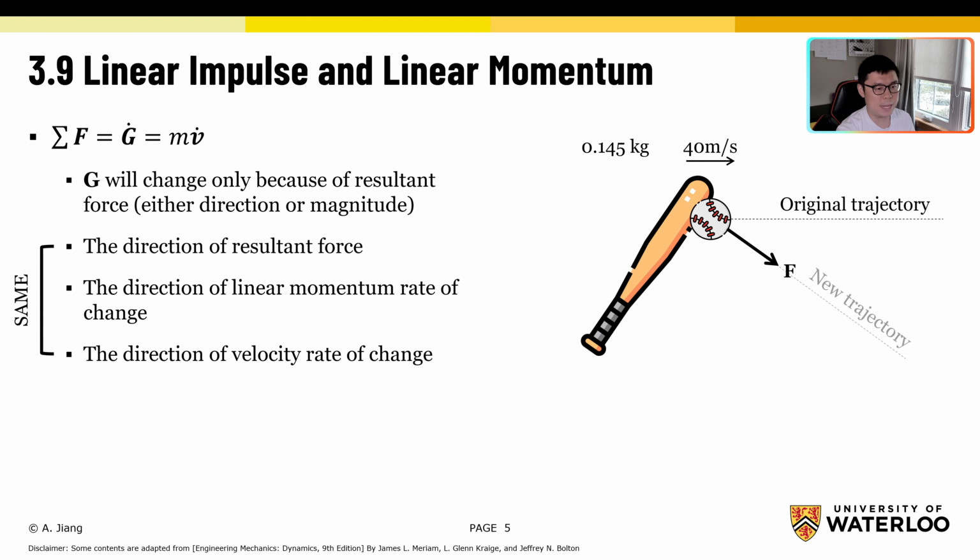Think about using a bat to hit a ball. Intuitively, you know the ball will change trajectory and velocity. In dynamics, we see that because of the force imposed on the ball by the bat, the ball's linear momentum G changed, and the ball's acceleration, the rate of change of velocity, changed. Okay, so it's kind of hard to wrap your head around, especially if you are seeing a concept like this for the first time. So take your time, pause the video, read those sentences over and over again.